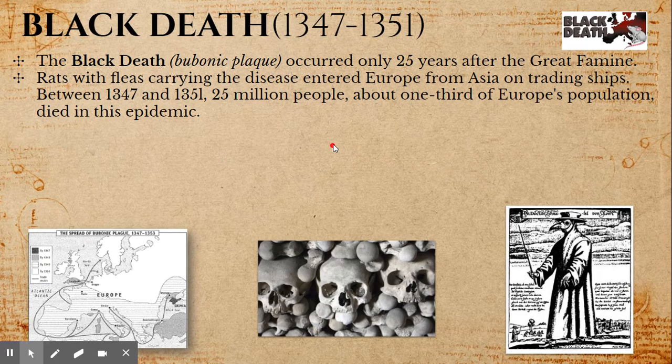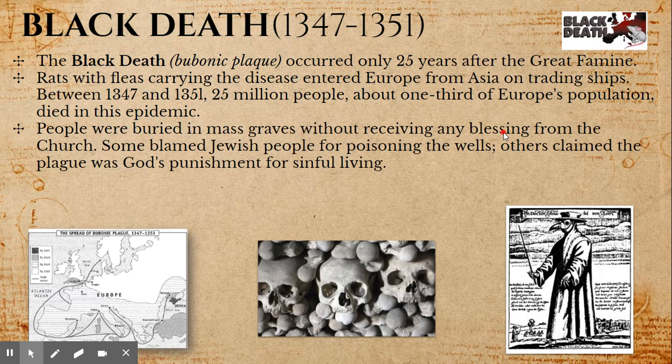So what happened is rats and fleas, of course, carrying the disease, entered Europe from the Asian trading ships. I'll show you a map. Between 1347 and 1351, 25 million people, almost 1/3 of Europe's population, died in this epidemic. So 1 out of every 3 people in Europe passed away because of the Black Death.